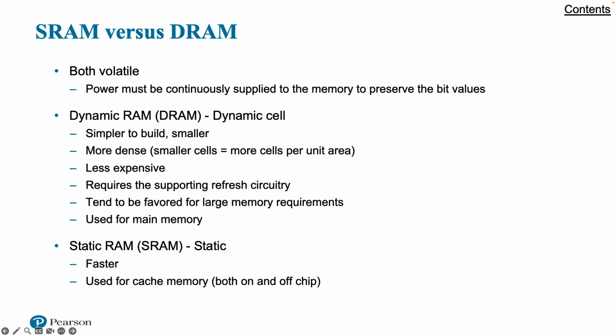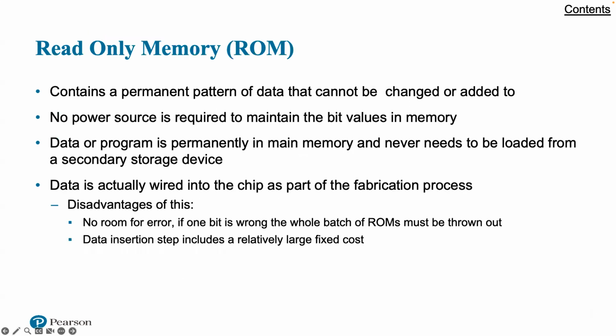On the other hand, a DRAM requires supporting refresh circuitry. For larger memories, the fixed cost of the refresh circuit is more than compensated for by the smaller variable cost of DRAM cells. Thus, DRAM tends to be favored for large memory requirements. A final point is that SRAMs are somewhat faster than DRAMs because of these relative characteristics. SRAM is used for cache memory, both on and off chip, and DRAM is used for main memory. So now we're seeing the distinctions between these two different technologies and where they typically land in computer architectures.